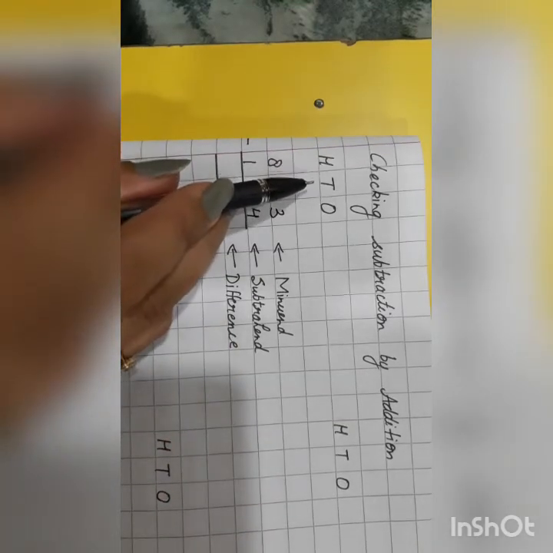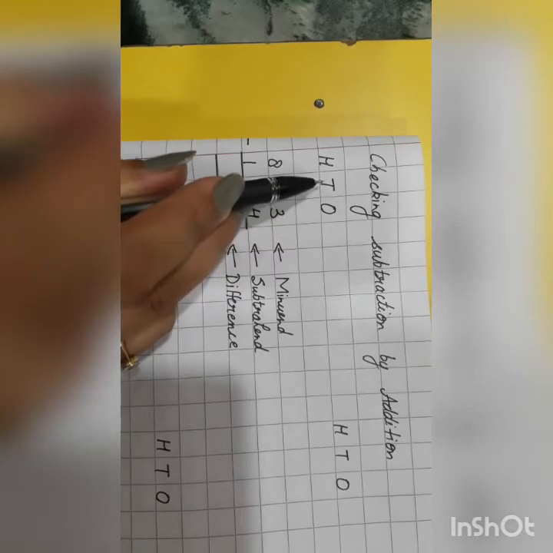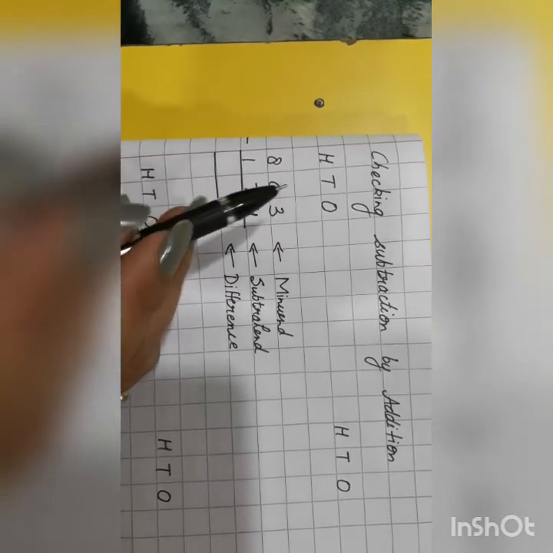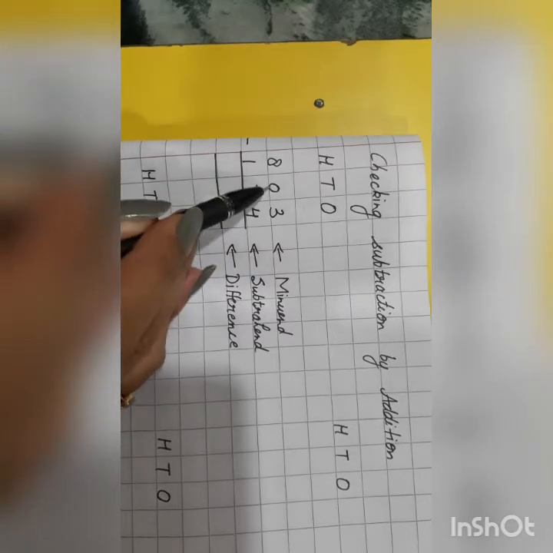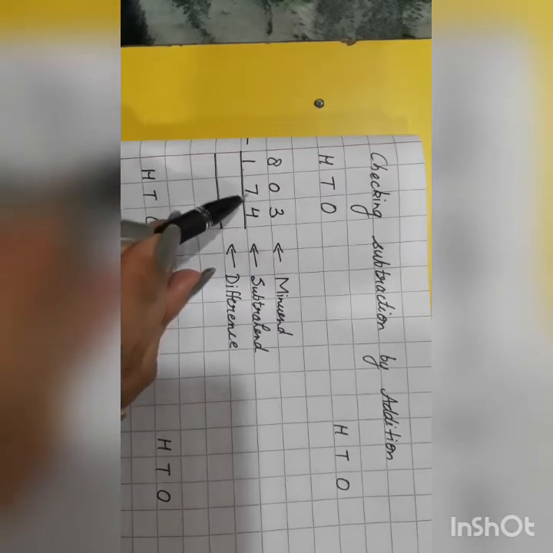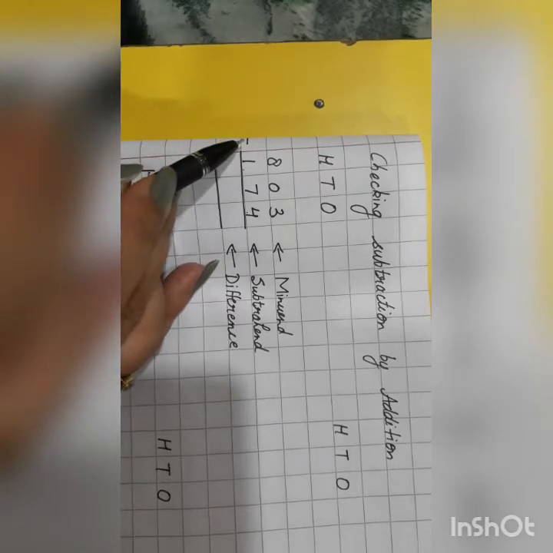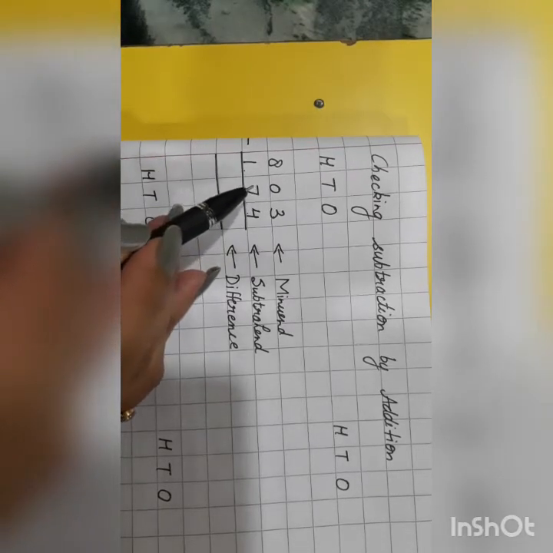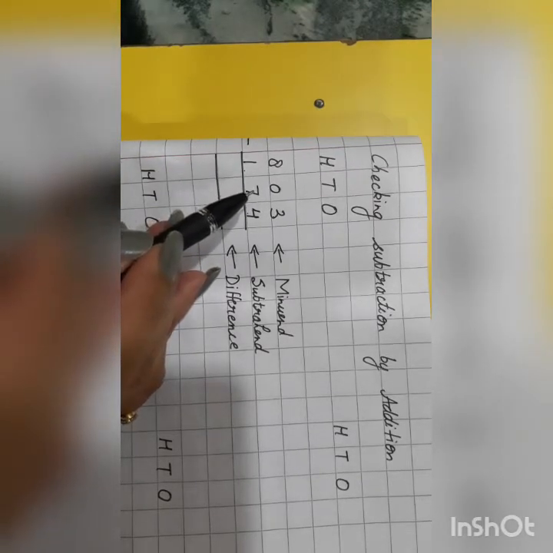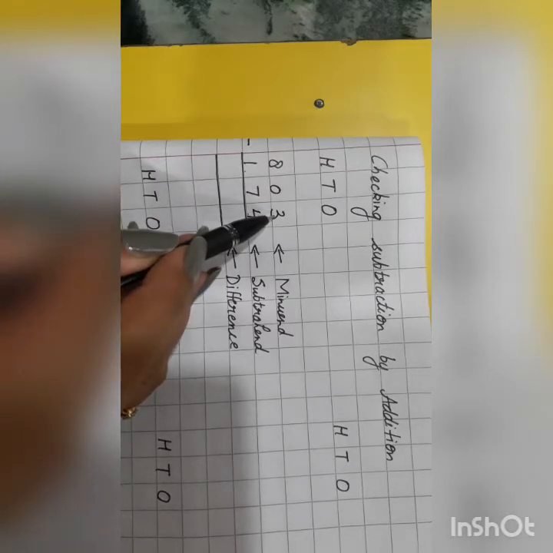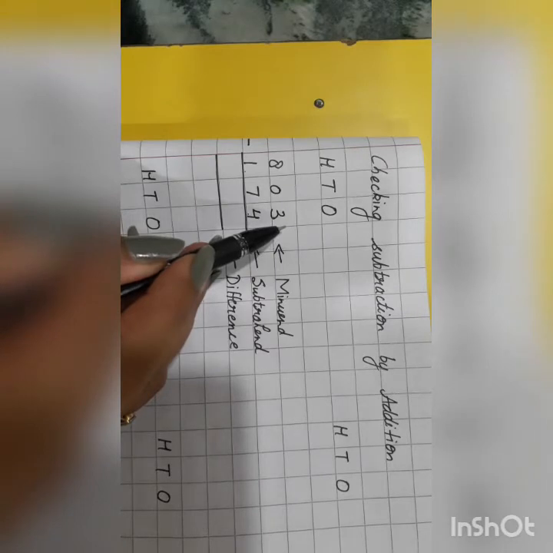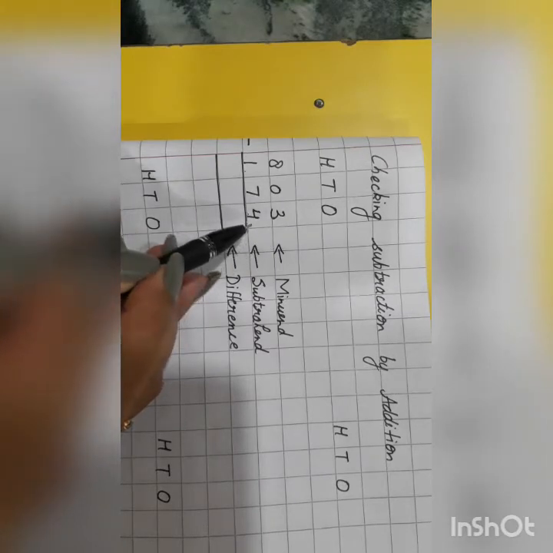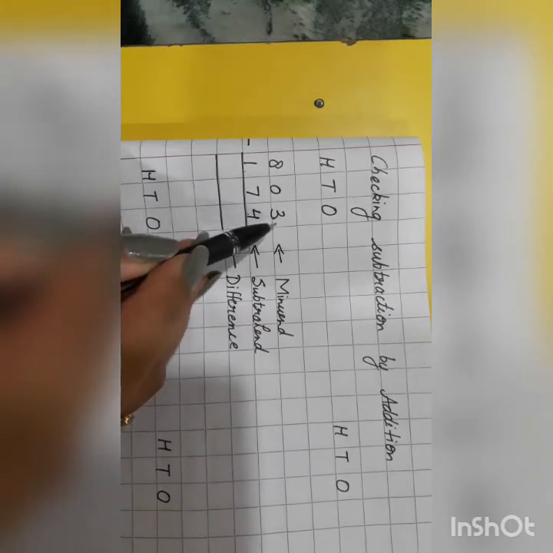Children, first we write the places: ones, tens and hundreds. Then we write the numbers according to the headings: 803 and 174. Now we have to subtract both the numbers. For subtraction, always keep in mind that the first number is always bigger than the other number. The first number is bigger and the next number is smaller than that.